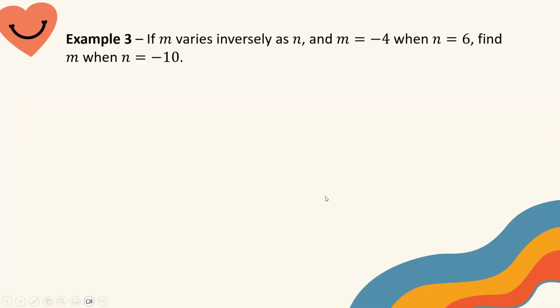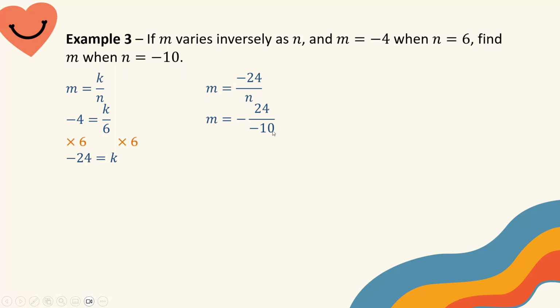If m varies inversely as n, so I'll start by writing the inverse relationship. If m varies inversely with n, m equals a constant of variation divided by n. M equals -4 when n equals 6, so substituting in the given values. To solve for our constant of variation, we would multiply both sides by 6, and we get our constant of variation is -24. Find m when n equals -10. So then replacing n with -10, we get 2.4.